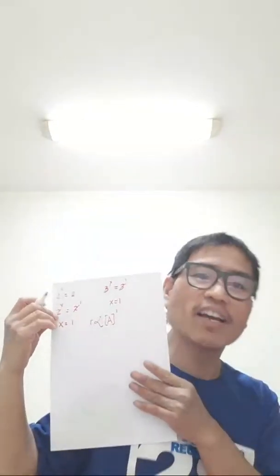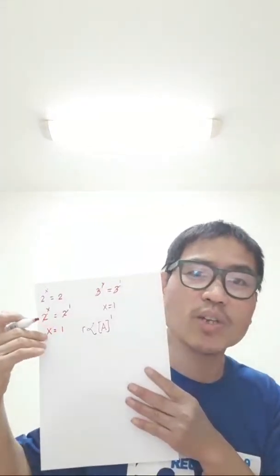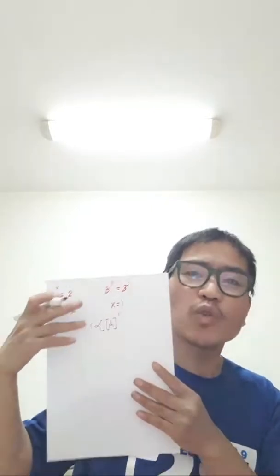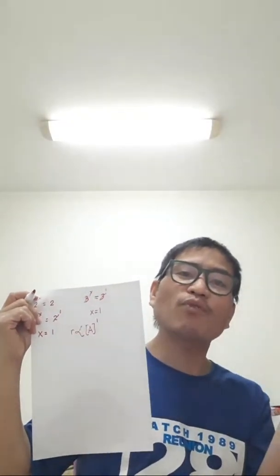So we solve for x. We already solved the value of x here, and we already obtained that through a series of data experimentation in the laboratory. So x is equal to 1. So the rate is directly proportional to the concentration of A raised to the power of 1. x is equal to 1 based on our computation using the foundation of algebra.